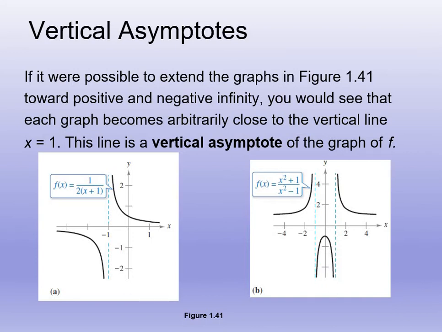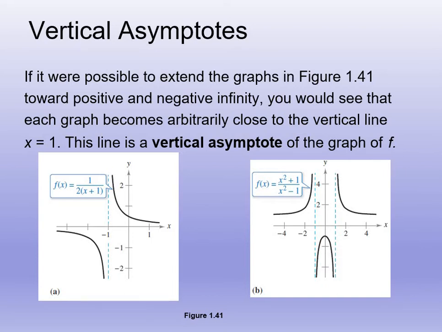So let's look at the graph on the left here. We have 1 over 2 times x plus 1. Well, we know that if we substitute -1 in for x, we get division by 0. So we want to look, as we arbitrarily get close to -1 from the left-hand side and from the right-hand side, what's going on?